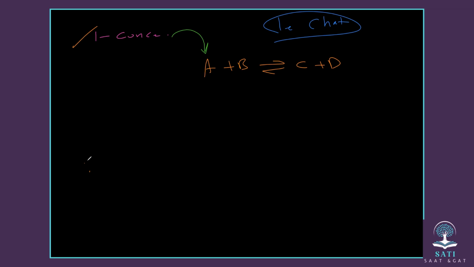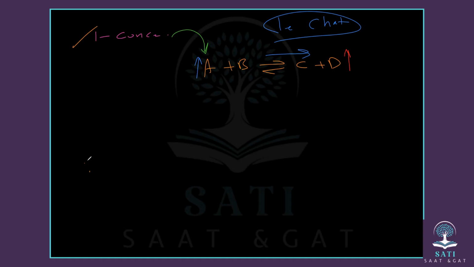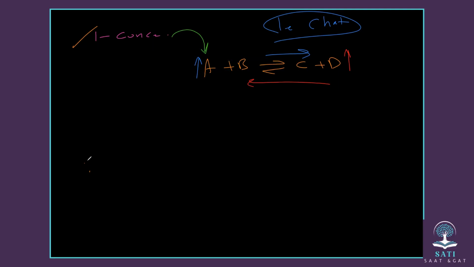So that means if A increased, the direction will go where? To the right. Why? To use this A, to relieve this stress that happens to A. It could happen now if we increase D instead of A. If we increase D, in this case the reaction will go in reverse. It will go to the left.